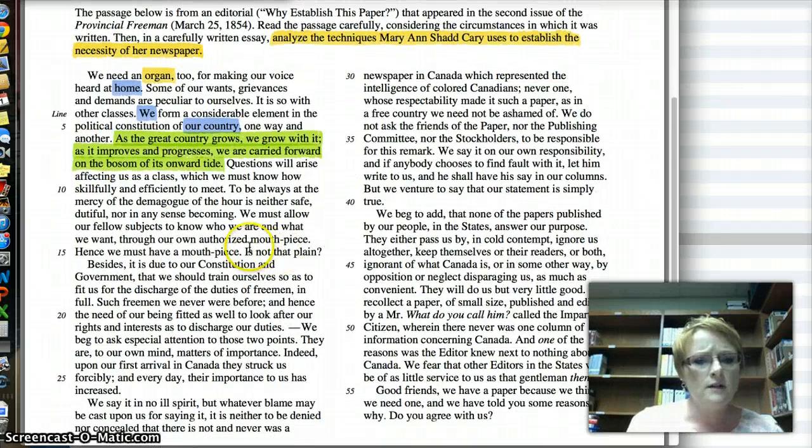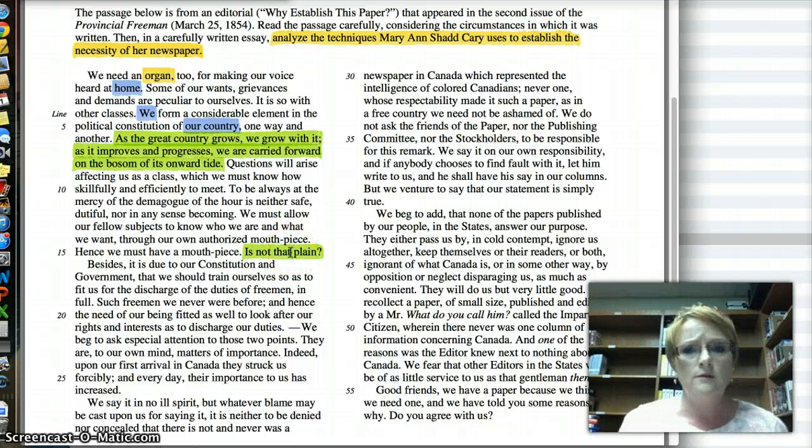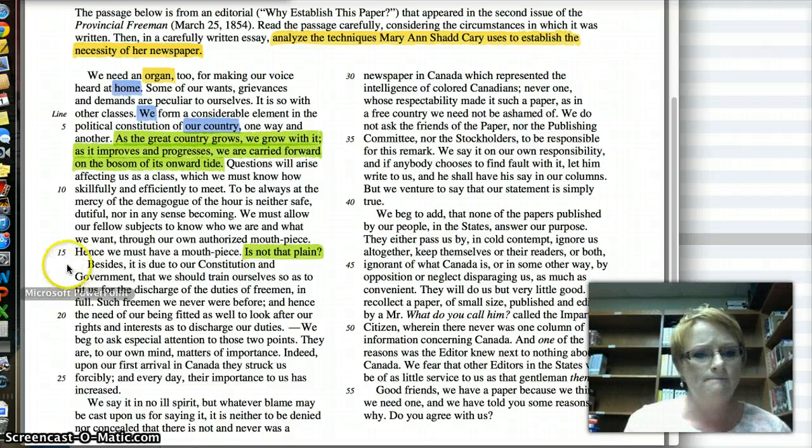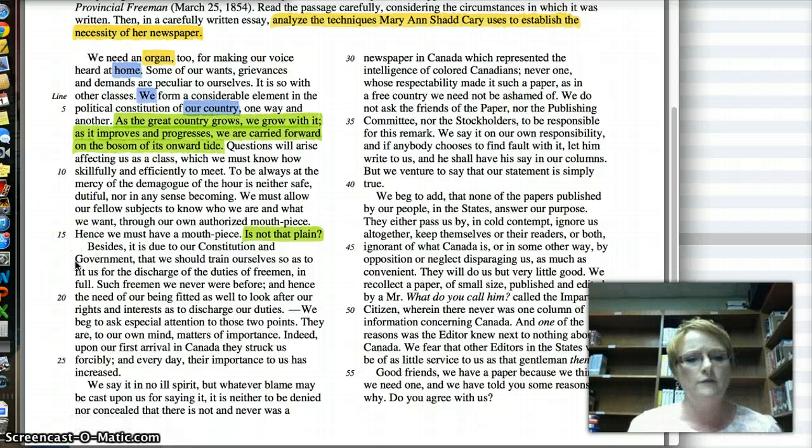She also gives us at the bottom of this paragraph a rhetorical question. "Is that not plain?" Well, what is she talking about? What's the question supposed to answer? What's plain? Well, the fact that the fugitive community is a part of the country, and the fugitive community needs a mouthpiece. They need to get their message out. All right? So let's go to our next paragraph.